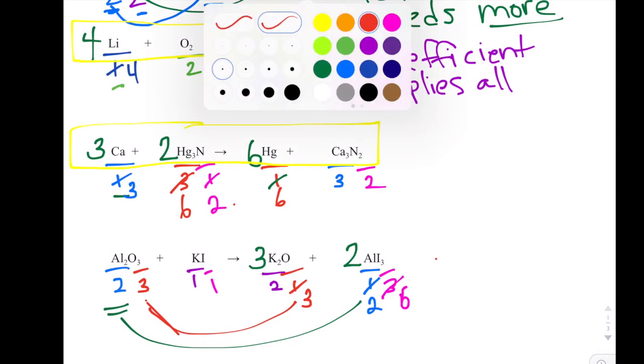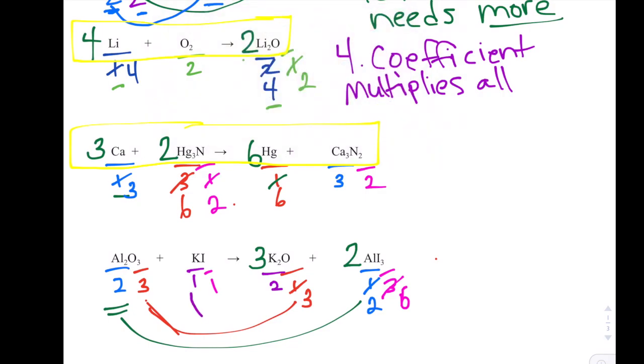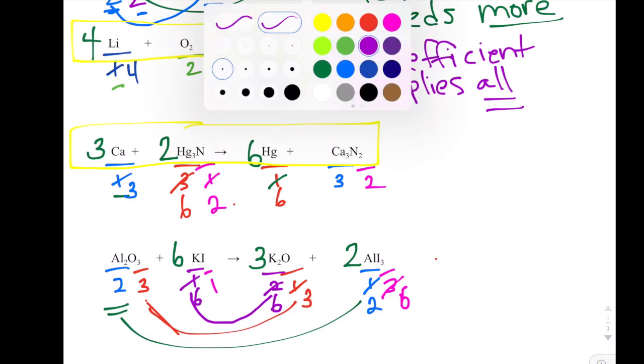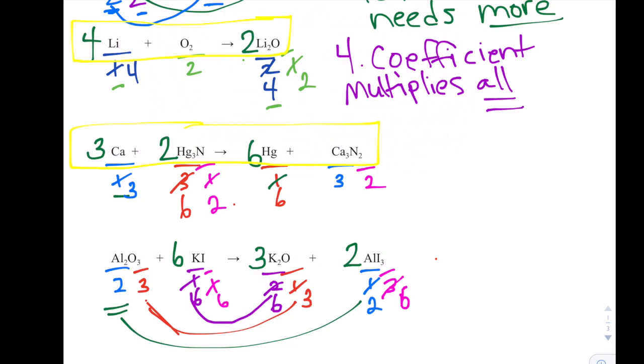Let's go to the K. On the left side I have a 1, and on the right side, oops, I made a mistake. I didn't multiply all. So remember that the K is multiplied by the coefficient as well. So 3 times 2 means I have 6K here. So now let's look at the K on the left, 1. If I need to make those balance, I can't change the one that's more. I can only make the one that's less and that needs more bigger. So I'm going to put a big 6 in front. And that's going to make this 6. And it also changes the I, 6 times 1 to 6.